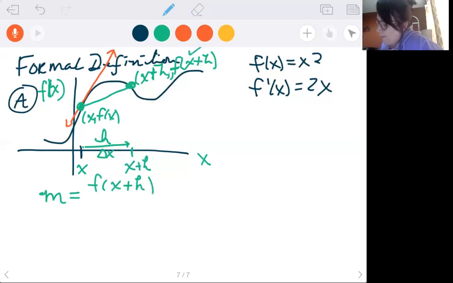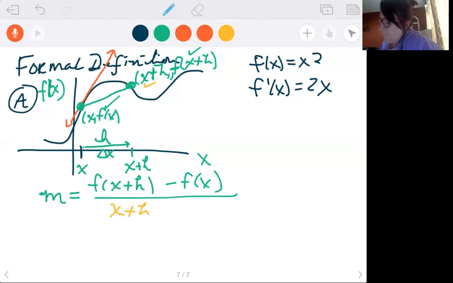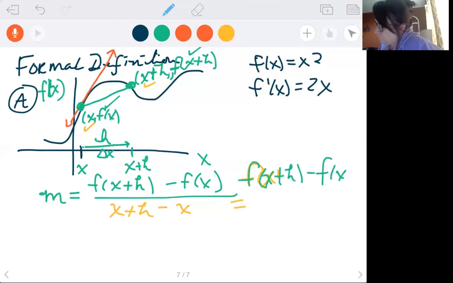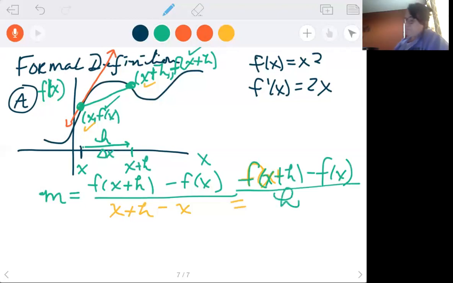This guy, minus y1, over change in x, x2, this guy, x plus h, minus x1. So this is an expression for the slope of the secant line, or that green line, which is actually way too gradual for the slope of the red line. But when I write it a little nicer, it becomes f of x plus h minus f of x all over h, right?